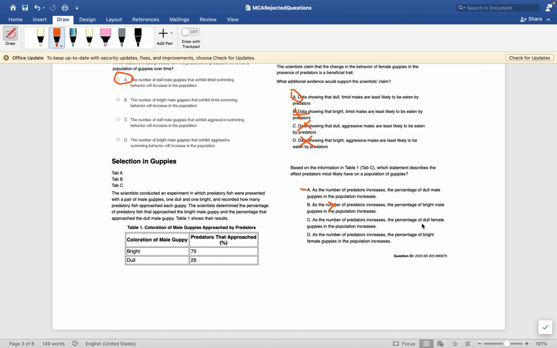As the number of predators increases, the percentage of dull female guppies in the population increases. So this has nothing to do with females, so it can't be the answer. As the number of predators increases, the percentage of bright female guppies. And again, we are not looking at females, we are looking at males, so A.